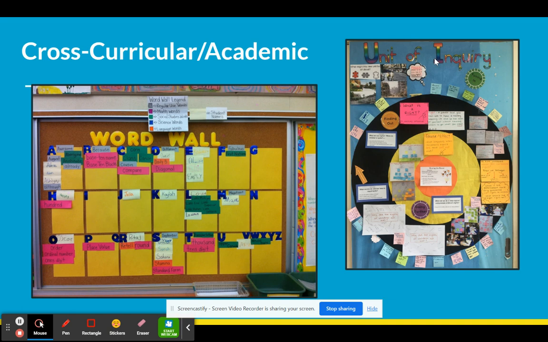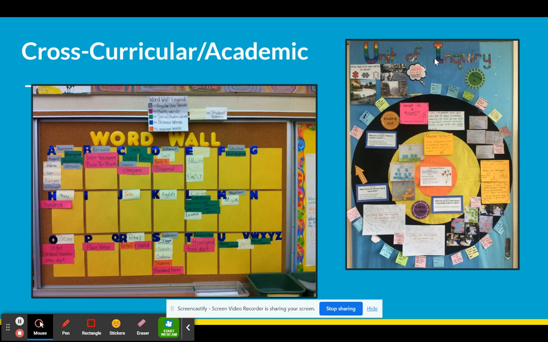Here we can see some examples of word walls in the classroom. A very simple way to start a word wall would be to have the names of your class students on a word wall on an alpha box here. The students' names could be sorted by the letter that they start with. You could also include some information about the students to help you get to know your classmates better.